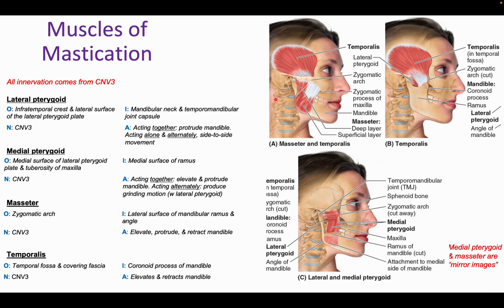What's also going to help with that is our temporalis muscle up here. And so it's going to originate in the temporal fossa and the covering fascia, so all around here. It's going to insert on the coronoid process of the mandible. So that's pictured down here. If we remove the zygomatic arch, you can see it inserting here. And so if that muscle pulls, then you can see that the function is going to be to elevate and retract the mandible.